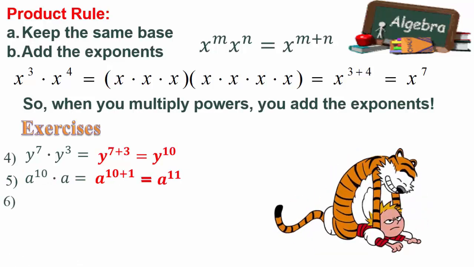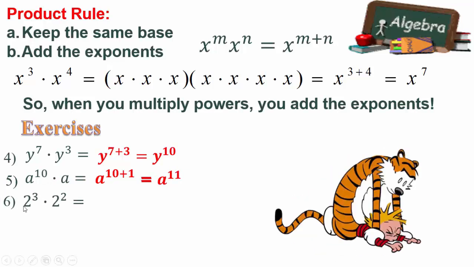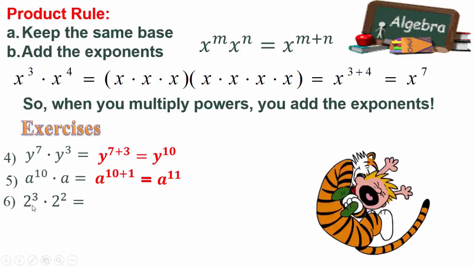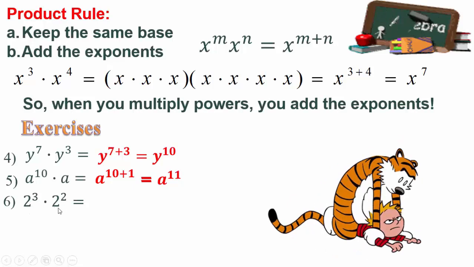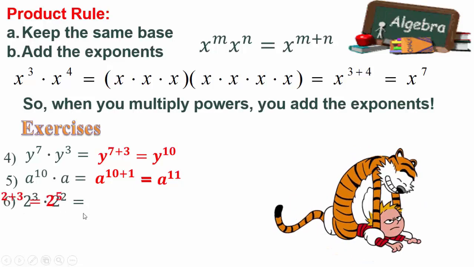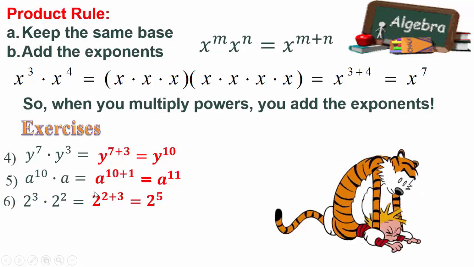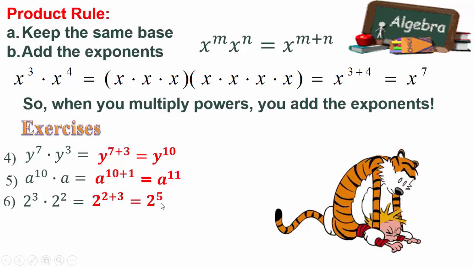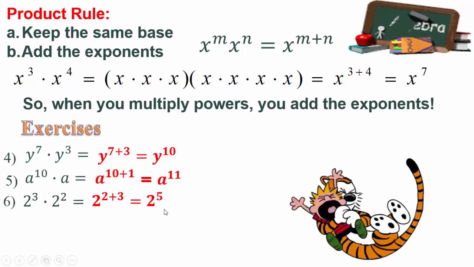For number 6, here we notice even though they're not letter bases, they're number bases, the bases have to be the same, and these two are the same, so the base is 2, so all we're going to do is add up the exponents as we did before and keep the base the same. There we have the 2 is our base because the 2's are the same, 2 plus 3, and that gives us 5, so finally we get 2 to the 5th.